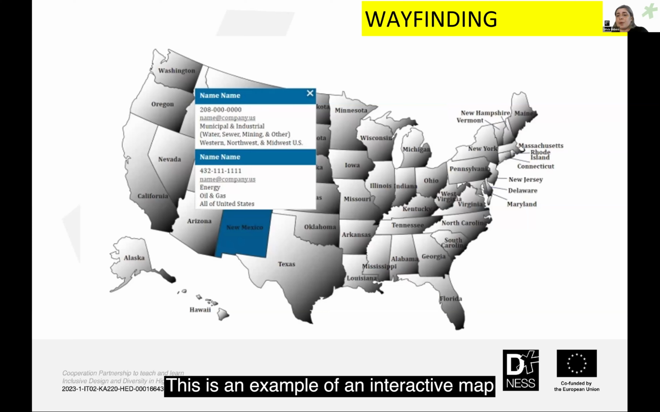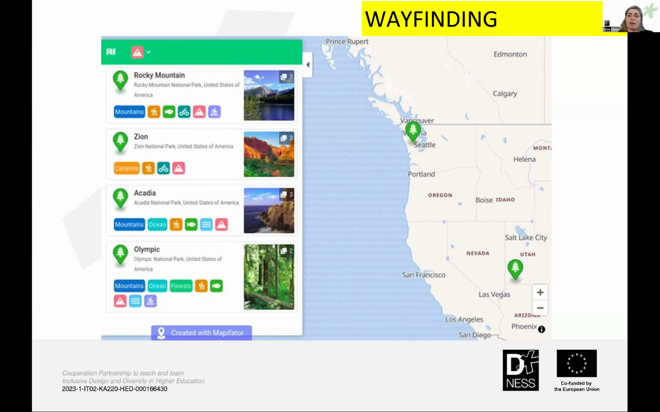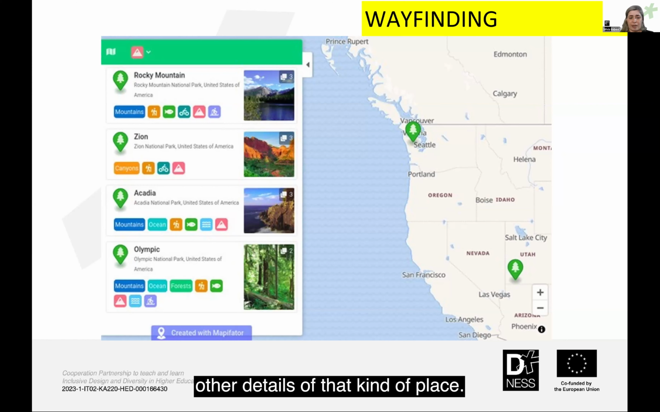This is an example of an interactive map. If we select a certain part of the map, we can access other information regarding it that would have been difficult to provide altogether. There's another example of an interactive map where, by selecting the different destinations, we can be informed about other details of that kind of place.